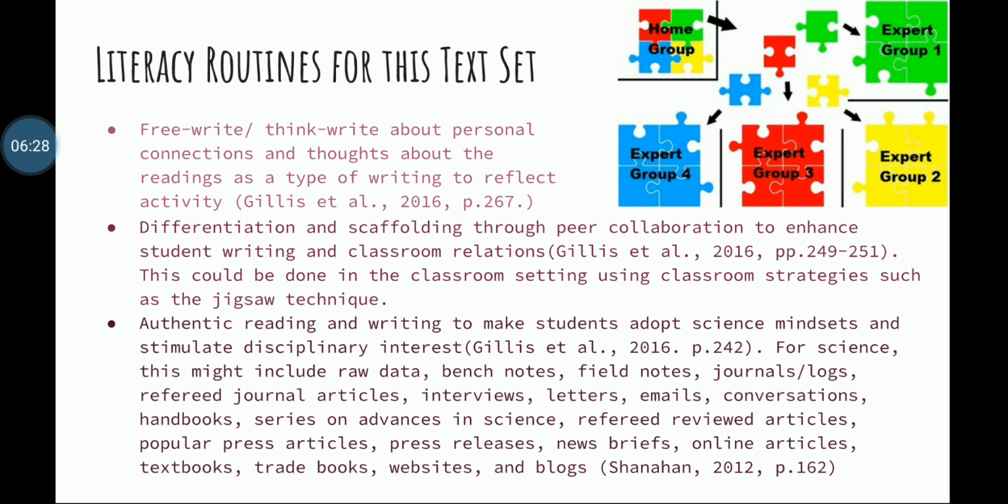The third literacy routine for this text set would be authentic reading and writing, to make students adopt science mindsets and stimulate disciplinary interest. So for science, this could include a lot of different types of authentic reading and writing. Some of the ones that we already saw are the readings that are authentic, but the types of writing that they would do might include reviews of popular press articles, or news briefs, or emails that are scientific and educational about the things that they have learned, so informing others.